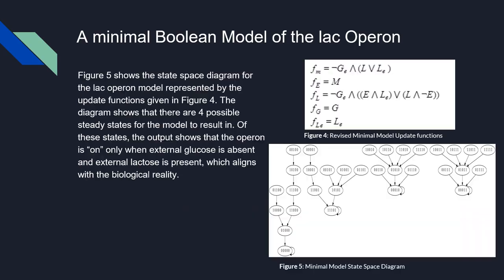Below the update functions is the state space diagram for the model. These update functions produced 4 possible steady states that the system could result in. Again, the steady states are signified by the revolving arrow, and this just means the system will remain in that state for all of the following time instances. I'll go into further detail of these steady states on the next slide.